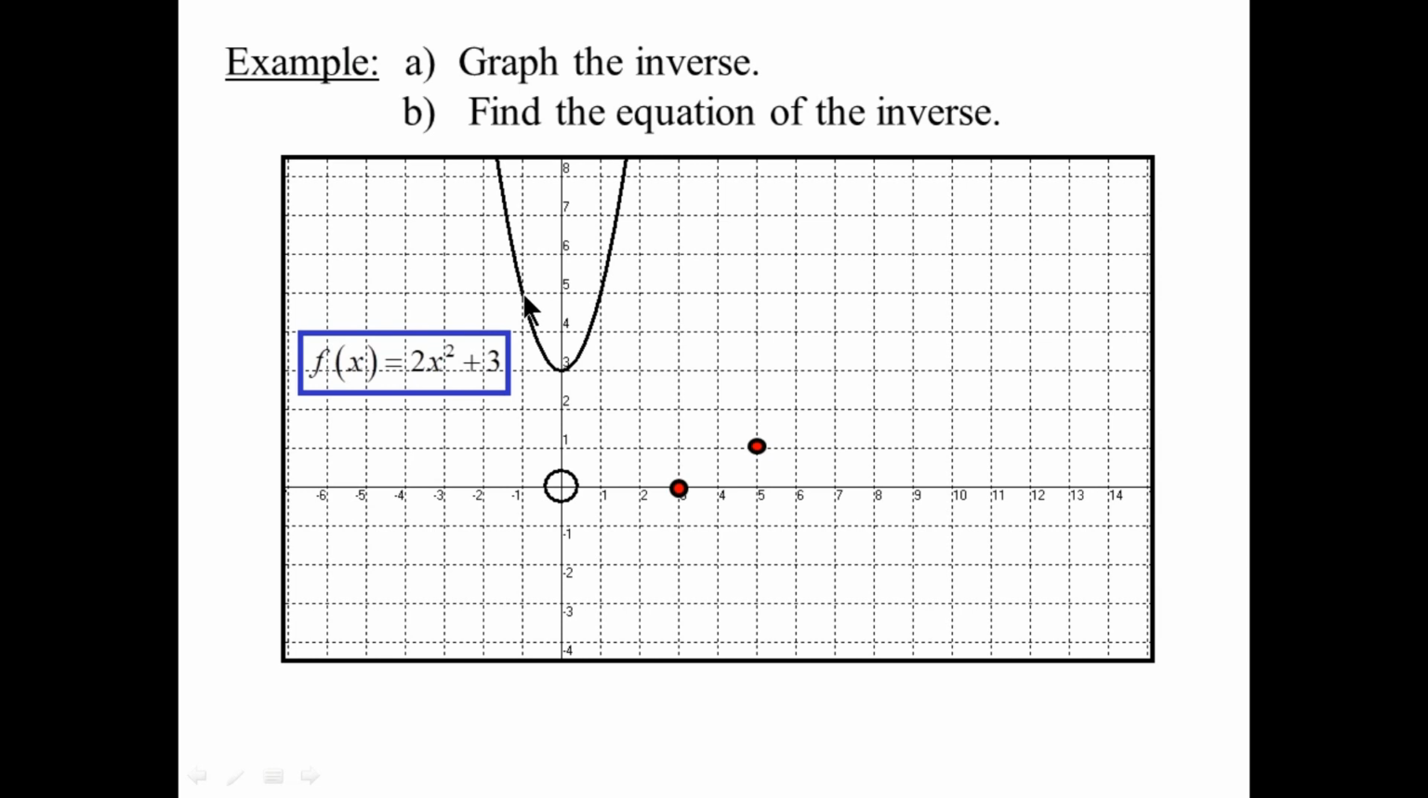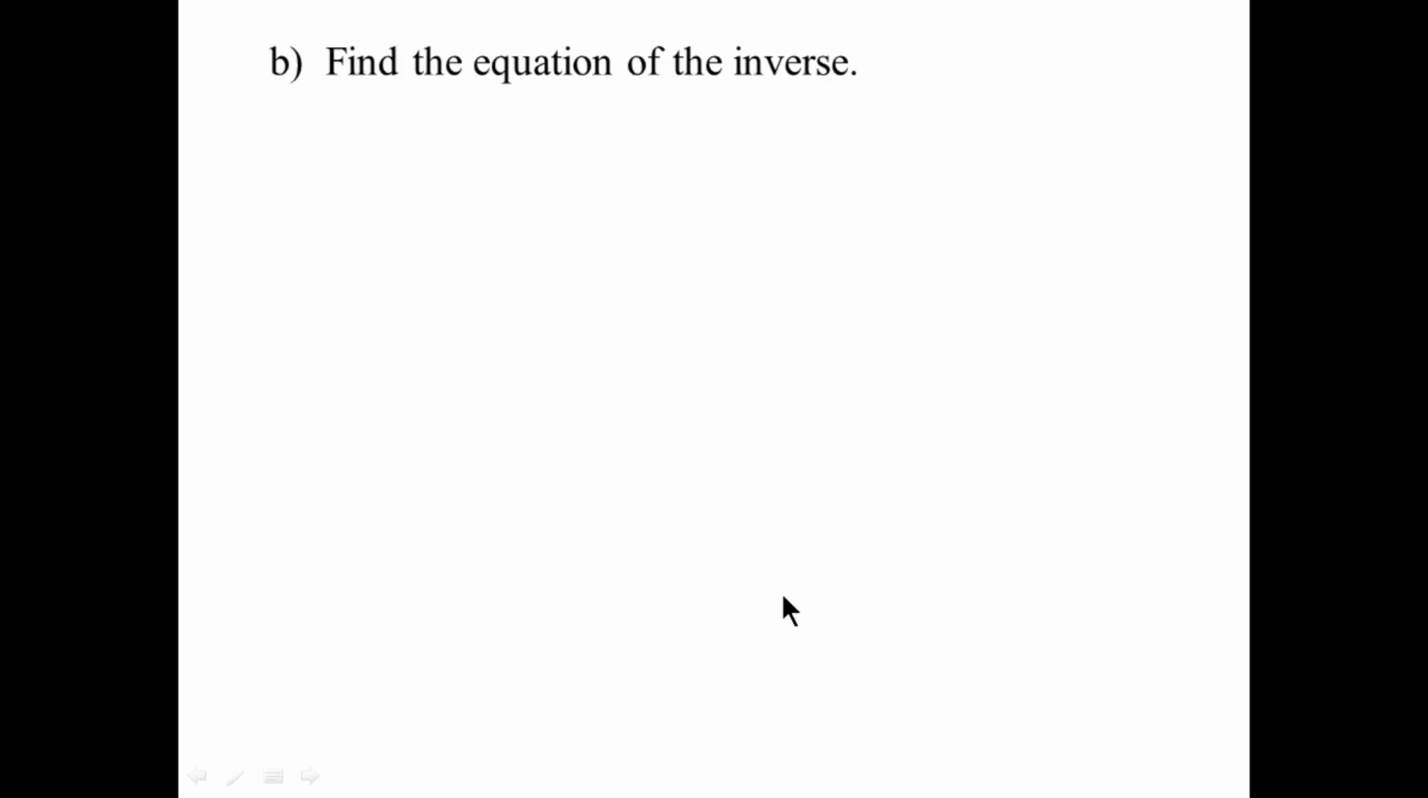I can see that this point right there on the original function is minus 1, 5. So reverse those, make it 5, minus 1, and put a point there. With 3 points and a shape in mind, a parabola, we can fill in the rest of the graph. So that's a graph of the inverse. Now we want to find the equation of this inverse.